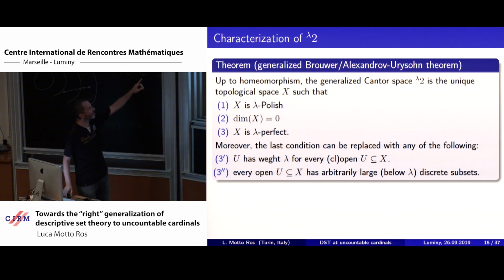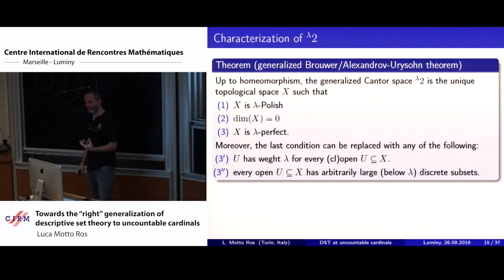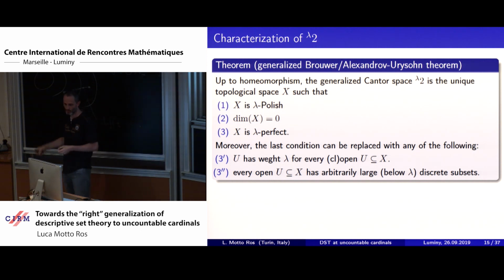Okay, and the last condition can be replaced by many other conditions. So, for example, that it's everywhere of weight lambda. So, in every open set, the space is of weight lambda, and also other conditions talking about discrete subsets.